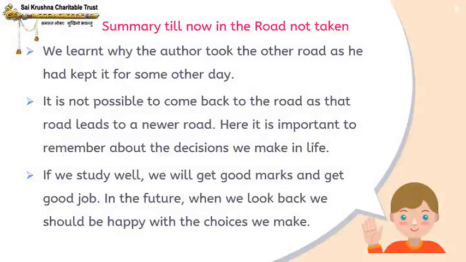Summary till now in The Road Not Taken. We learnt why the author took the other road, as he had kept it for some other day. It is not possible to come back to the road, as that road leads to a newer road. Here it is important to remember the decisions we make in life. If we study well, we will get good marks and a good job. In the future, when we look back, we should be happy with the choices we make.